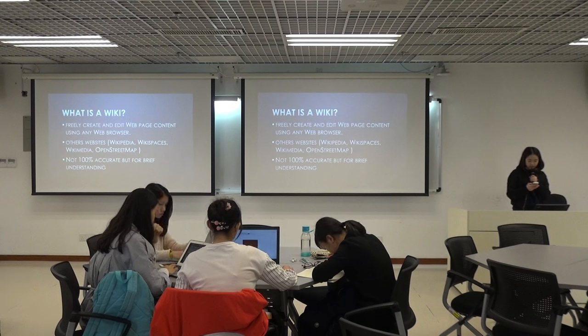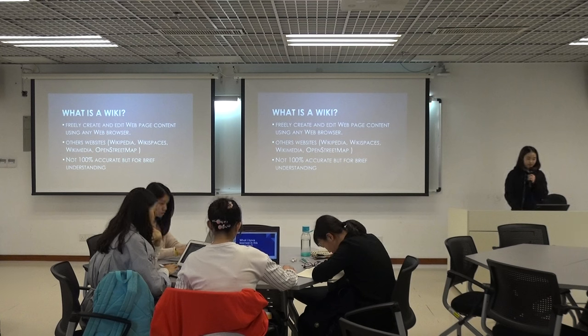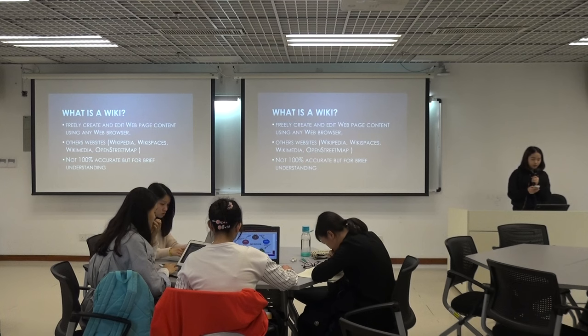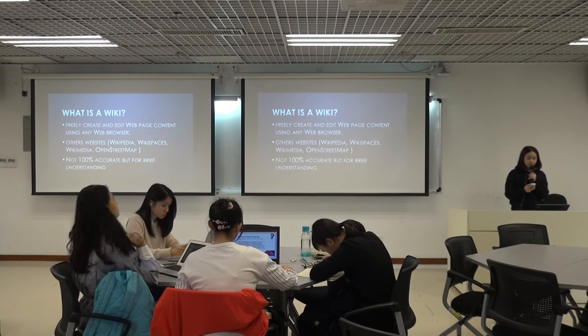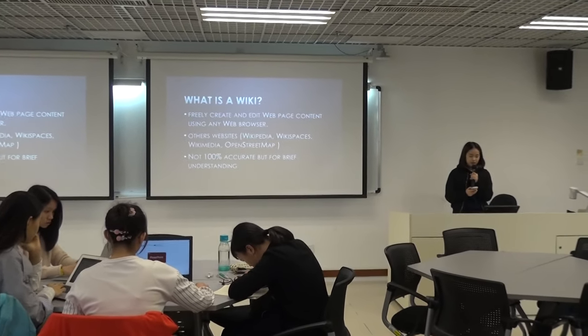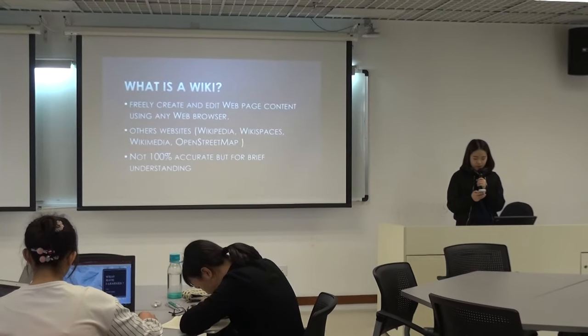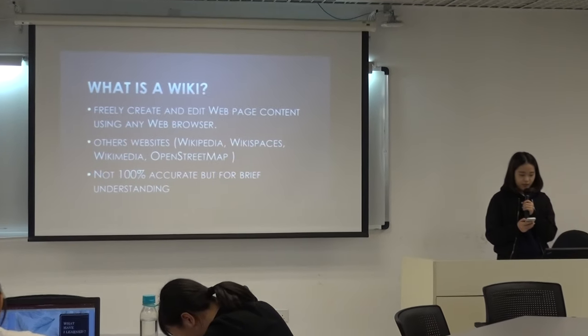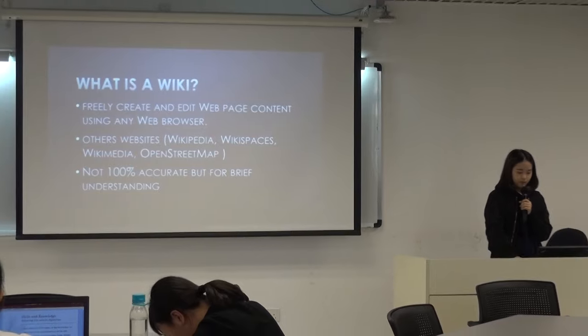What is a wiki is my topic. Wiki is defined as freely created and edited web page content using any web browser. There are other websites under wiki, for example, Wikipedia, Wikispaces, Wikimedia, and OpenStreetMap. However, when we are using wiki, we have to pay attention as it is not 100% accurate, but we can use it for a brief understanding of a topic.